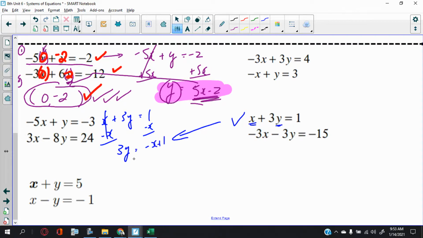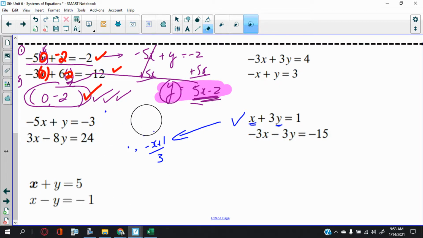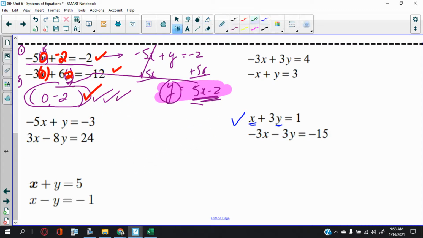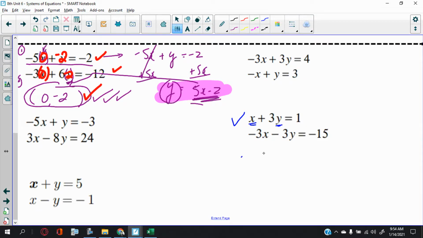Negative x plus 1. Look, if you want to solve for y, not only do you have to move the variables around, you still have to divide. That's a lot of work. You know what I'm saying? One of the things you will learn by the end of this unit is when to use what. When do you graph? When do you substitute? When do you eliminate? Try to work smarter, not harder.